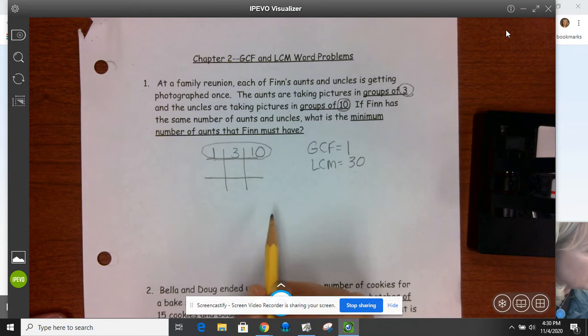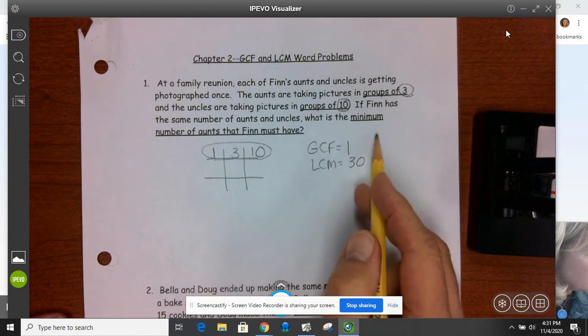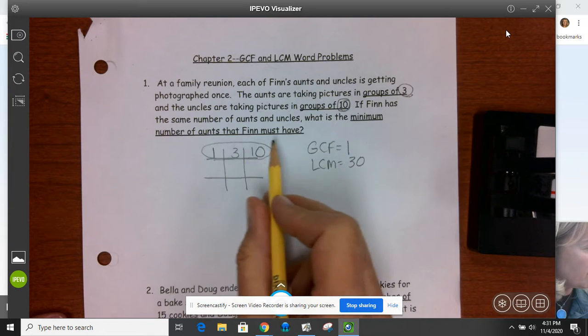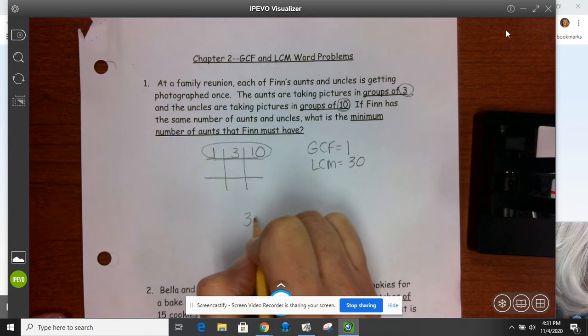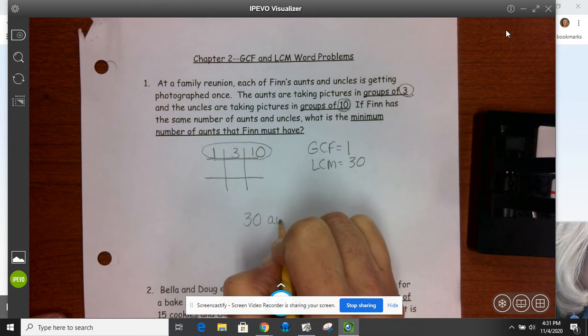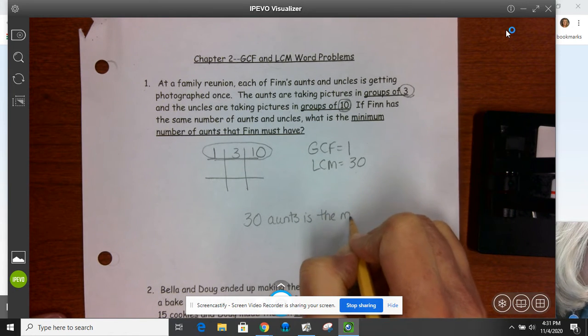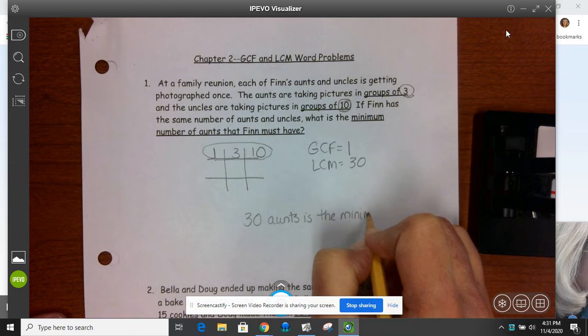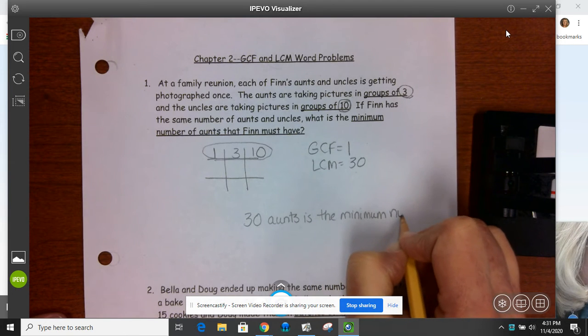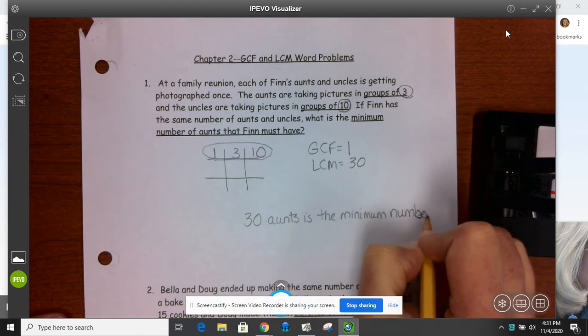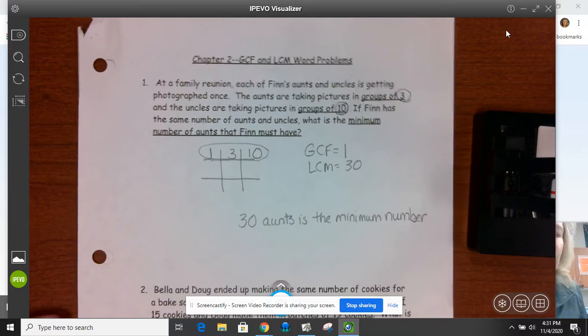So your answer then, you're going to rewrite your answer as what is the minimum number of aunts that Finn must have? 30 aunts is the minimum number. So you always make sure, minimum, you always make sure you have a label with your answer. So that is problem number 1.